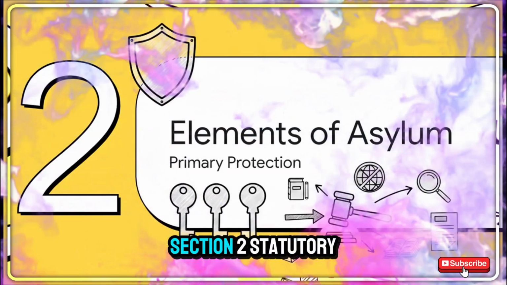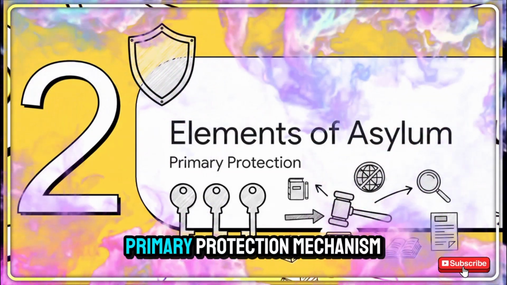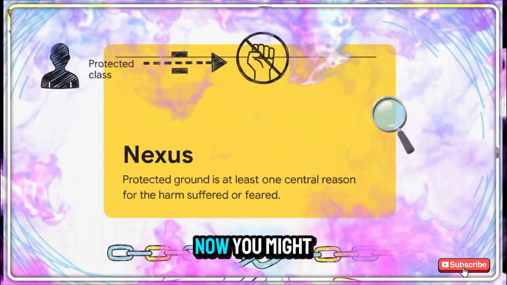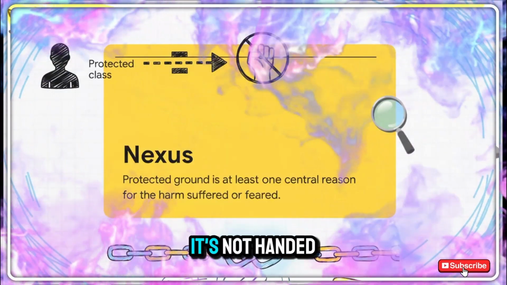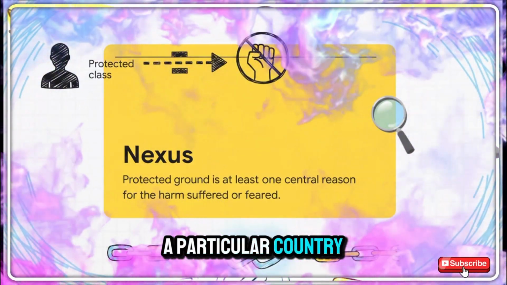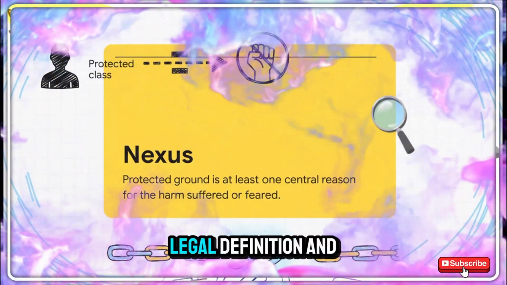Moving on to Section 2, Statutory Elements of Asylum. This is the primary protection mechanism. Now, you might be wondering how someone actually gets this primary protection. Well, it's not handed out just because a particular country happens to be dangerous. An individual has to meet a highly specific legal definition.